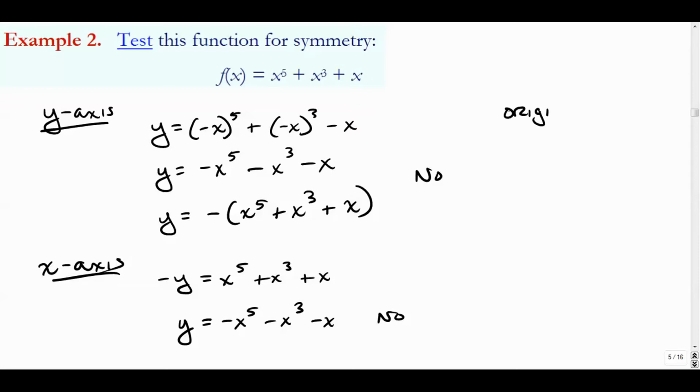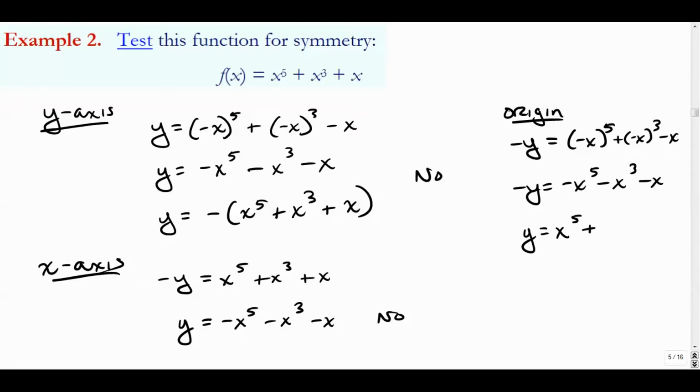Let's test the origin symmetry. We replace both the y's with negative y's and the x's with negative x's. And we simplify it. Negative y is equal to negative x to the fifth minus x to the third minus x. Get rid of all the negatives. And what do you know? We're left with exactly what we started with. If they're exactly the same, then yes, we have origin symmetry, and this is called an odd function. And let's graph it to confirm.